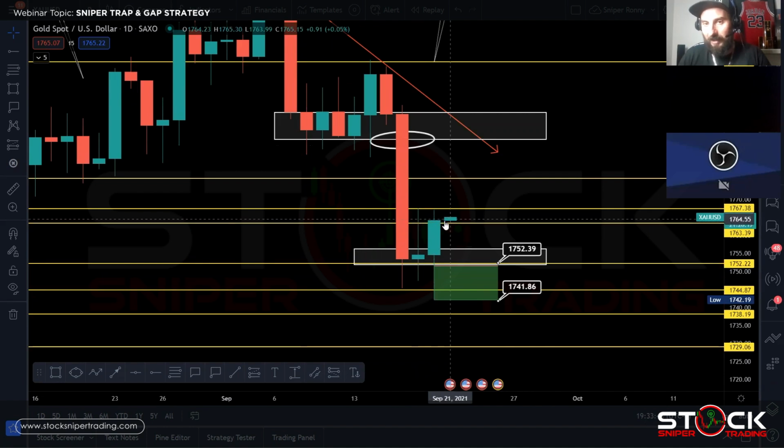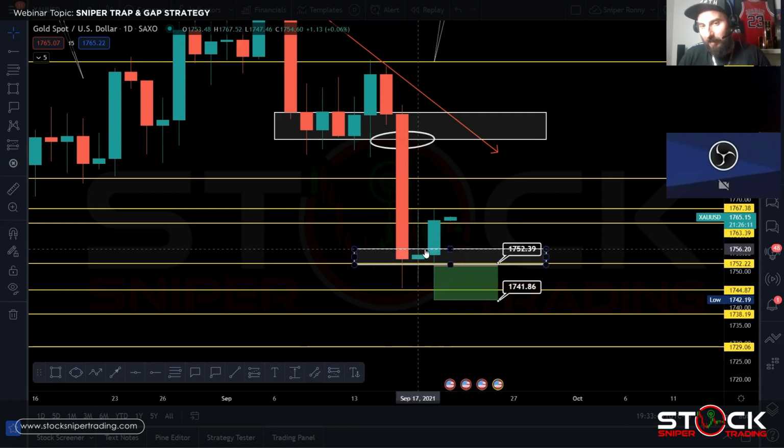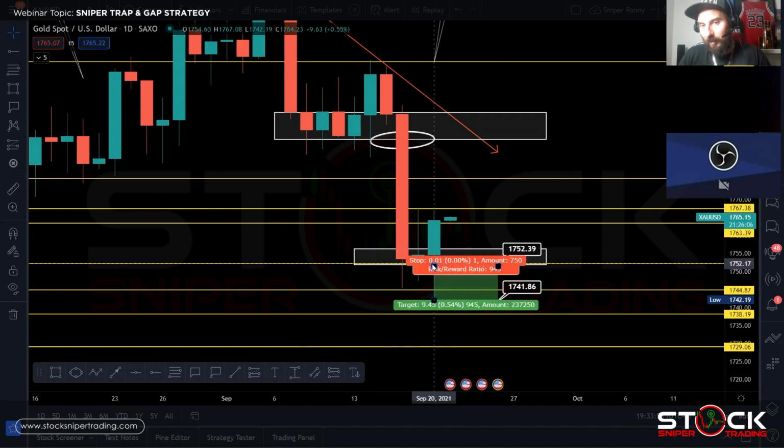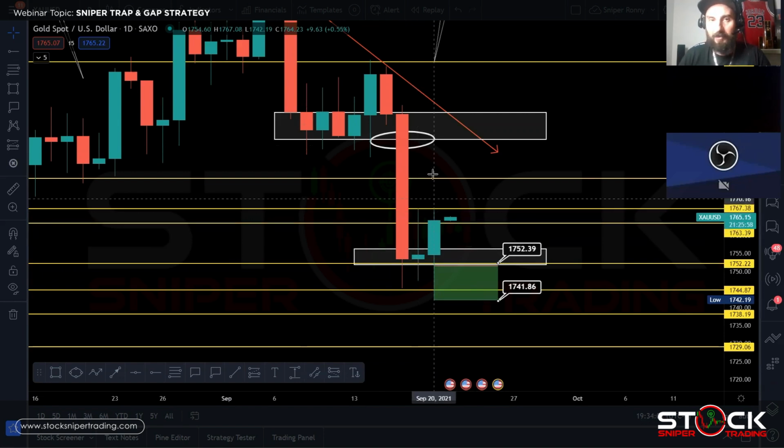So this is where it is right now. But we had this area kind of trapped down here, and we were waiting for either the break above here or the breakdown down there. During the call last night, we got the breakdown, and then you see as it was coming up bullish, we got the breakout above here, above 1752, and that's what caused it to go up to here.